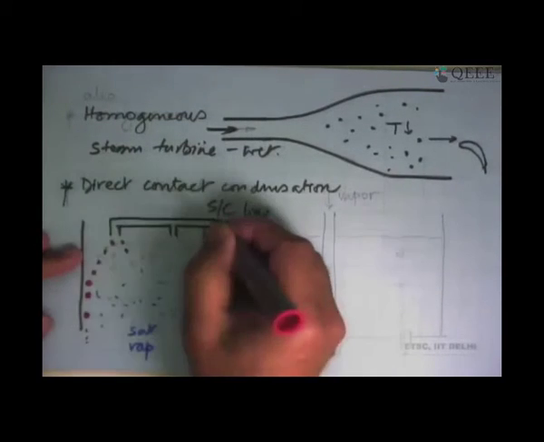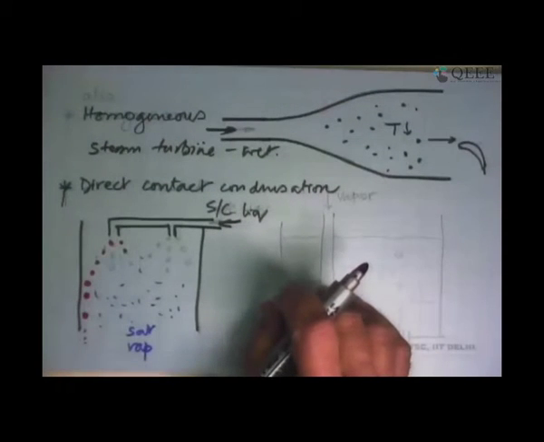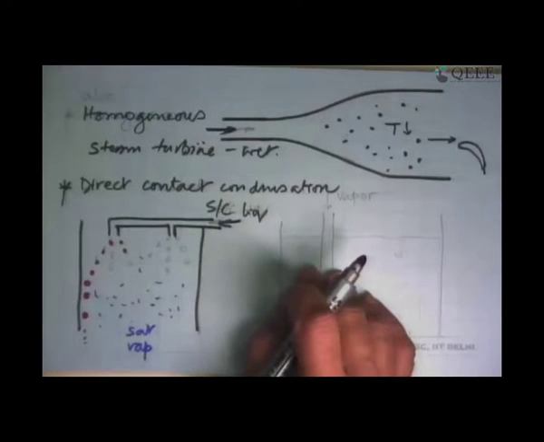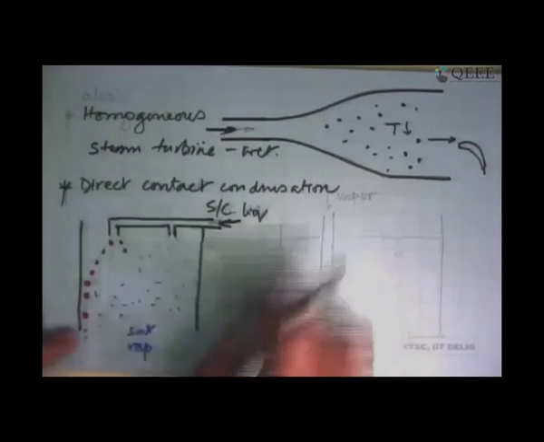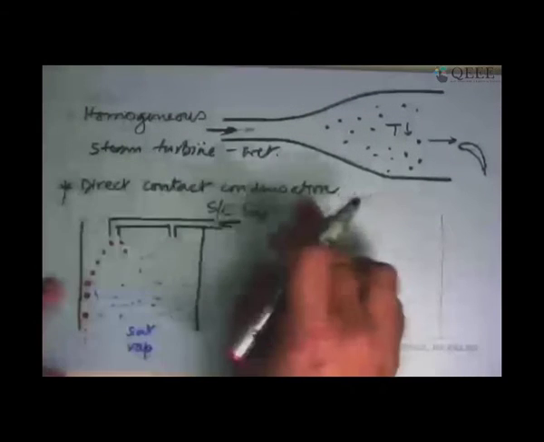So this is done in some power stations where you cannot afford a cooling tower to dissipate heat to the atmosphere. The condensate is taken out, cooled by the surrounding air or a water body, and that subcooled liquid is again sprayed back in. So that's what's called the direct contact condensate.